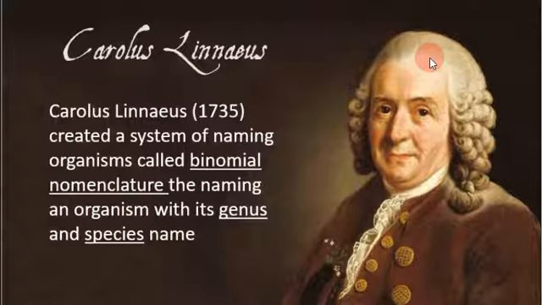We call it binomial nomenclature. I think you have to write that one down. Just binomial. Yep. Binomial nomenclature is the naming of an organism with its genus and species name.